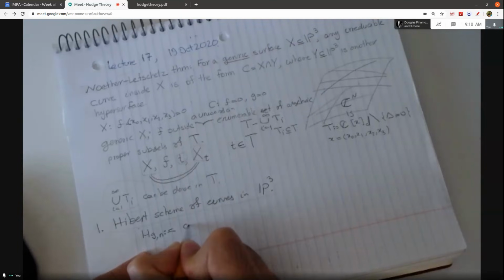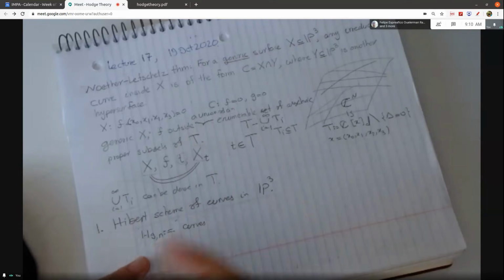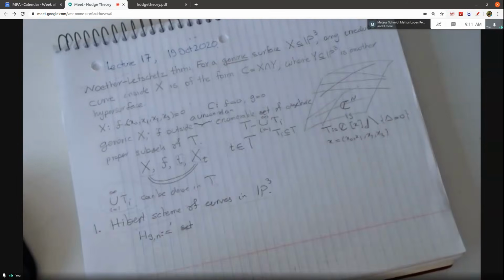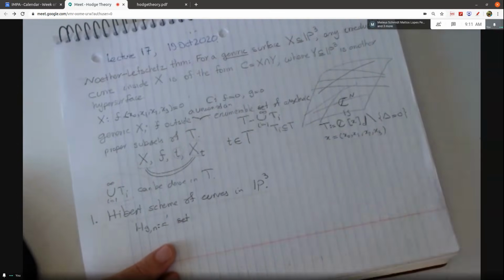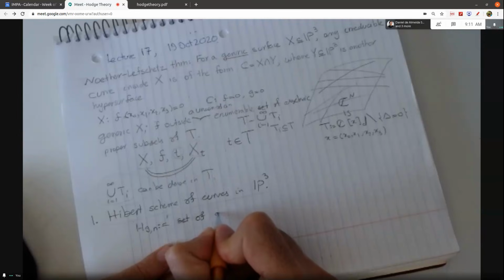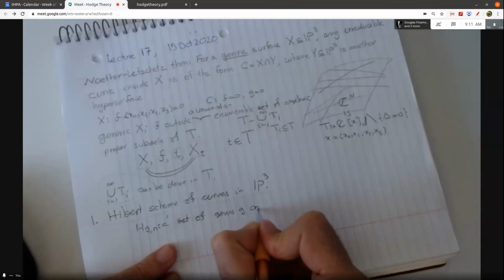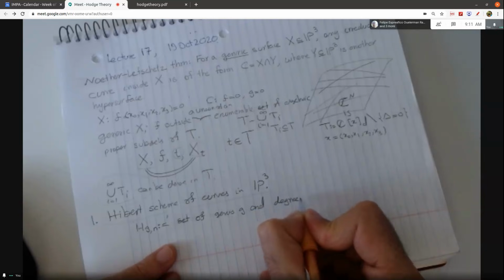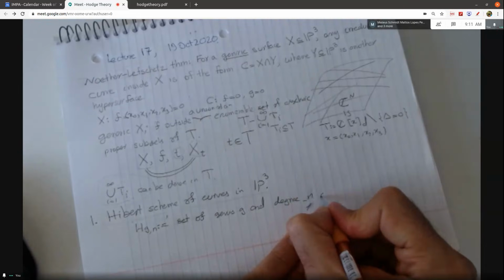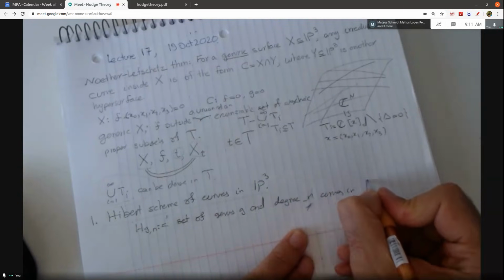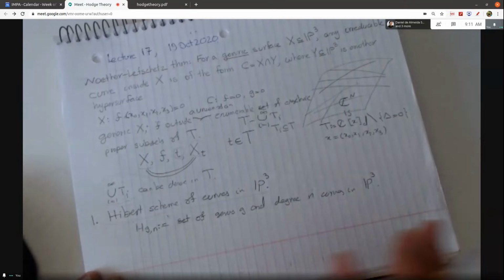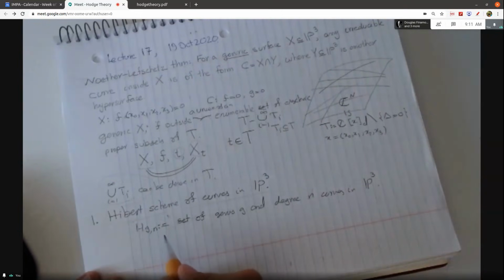H_{g,n}, the set of curves of genus g and degree n in P3. As I said, today I will repeat a little bit of whatever I did in the last messy lecture, which is not on YouTube. Of course, you can also do this in general, but let's just stay in this set and the context of curves.